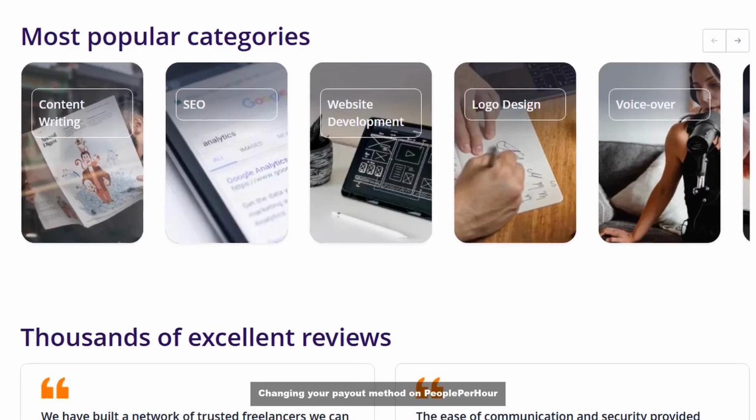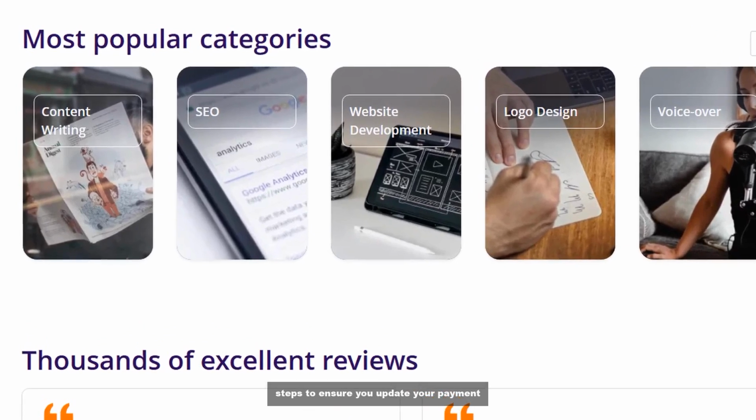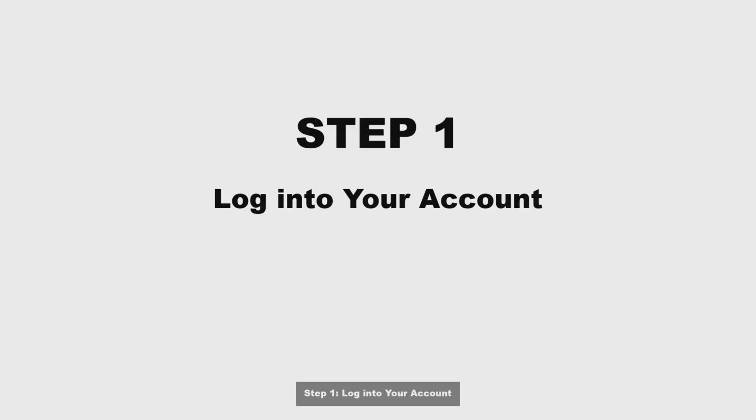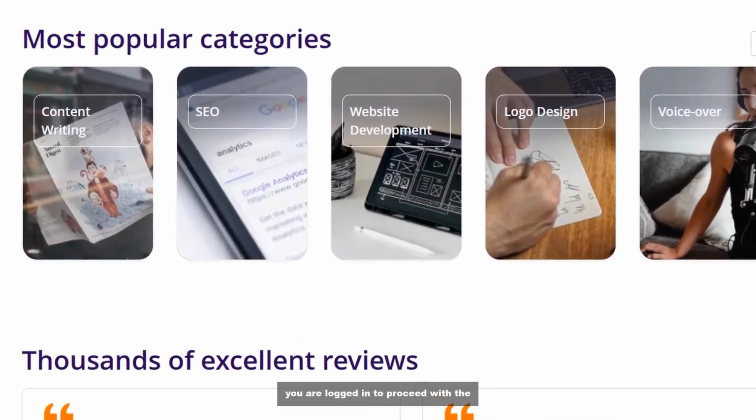Changing your payout method on PeoplePerHour is a straightforward process. Follow these steps to ensure you update your payment preferences successfully. Step 1. Log into your account. Access your PeoplePerHour account by entering your credentials on the website. Make sure you are logged in to proceed with the changes.